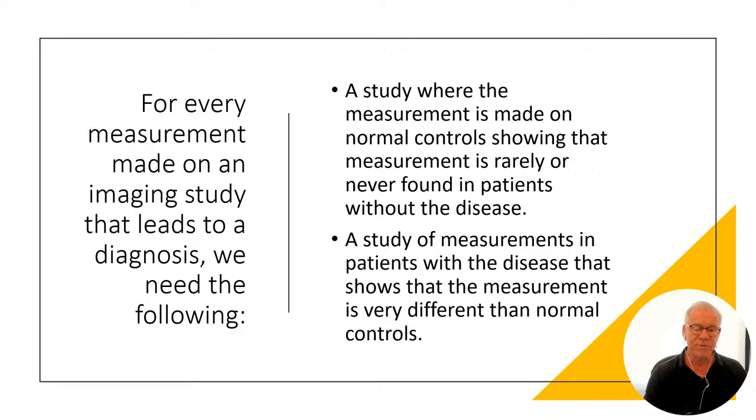And for every measurement made in an imaging study that leads to a diagnosis of CCI, we need the following. We need a study where the measurement is made on normal controls, showing that measurement is rarely or never found in patients without CCI, and a study of measurements in patients with CCI that shows the measurement is very different than those types of measurements found in normal controls. Regrettably, a lot of neurosurgical values that lead to surgery don't have both of these pieces of evidence. And that's very concerning, right? Because many of these surgeries are quite big and have big potential complication rates. So we got to get this right.